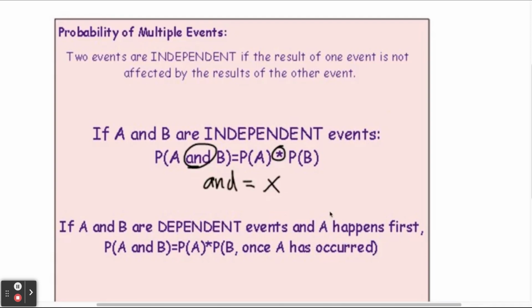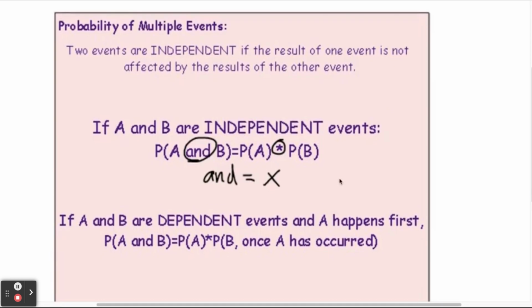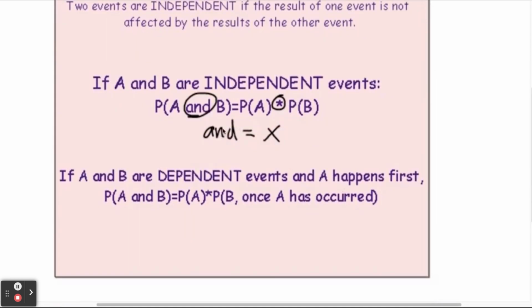Some other things to look out for if two events are independent of each other: a common phrase that you will see is the phrase with replacement. So it'll be something like, you have 10 marbles in a bag and you're going to randomly draw one and replace it. You're going to put it back after you draw it. Again, look for a phrase like with replacement.